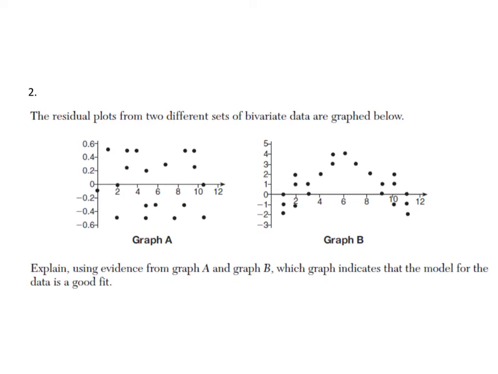Alright, over here we have the residual plots from 2 different sets of bivariate data. Remember, bivariate data is relating to 2 quantities or 2 variables. And it's graphed below. Explain using evidence from graph A and graph B. Which graph indicates that the model for the data is a good fit? So graph A would be a good fit because it does not have a clear pattern, whereas graph B does. So if you look at graph B, it looks like a curve.